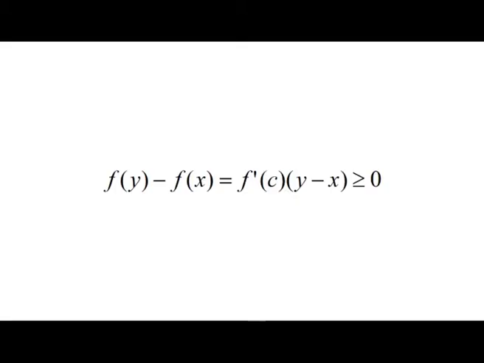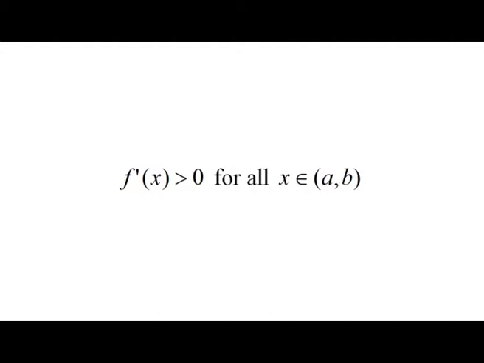Thus, if x is strictly less than y, then y − x is positive. So, we have f(y) − f(x) = f'(c)(y − x) ≥ 0, so that f(y) ≥ f(x). This says that f is increasing on I. Thus, for a differentiable function f on (a, b), f is increasing if and only if f'(x) ≥ 0 for all x in the interval (a, b).